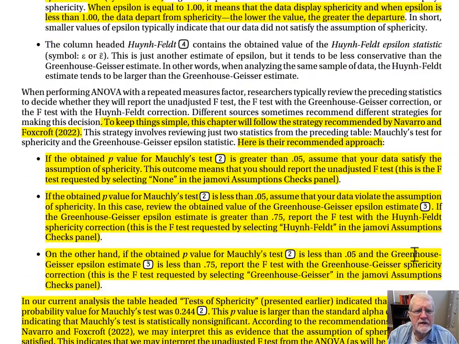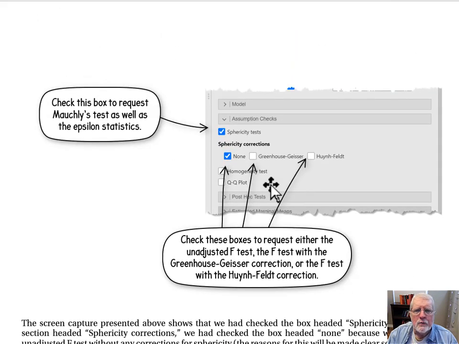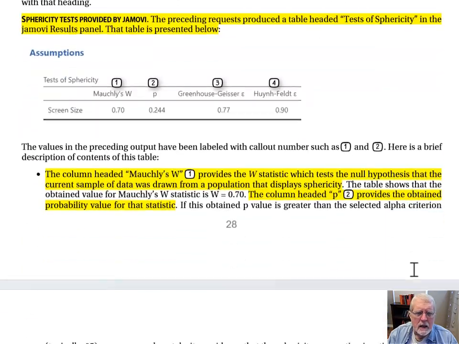We continue with possibilities. If the obtained p-value for Mauchly's test is less than 0.05, assume that your data violate the assumption of sphericity. In this case, review the obtained value of the Greenhouse-Geisser epsilon statistic. And if the Greenhouse-Geisser epsilon statistic is greater than 0.75, report the F-test with the Huynh-Feldt sphericity correction. This is the F-test that could be requested by selecting Huynh-Feldt in the assumptions panel. So if we had seen results like that, we would have checked this box and gotten the Huynh-Feldt correction.